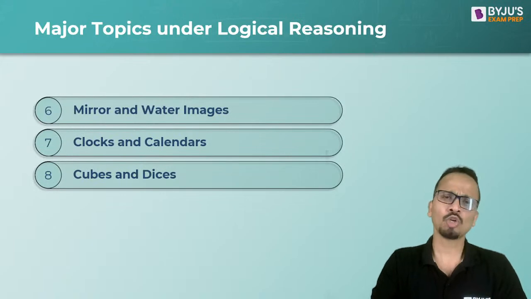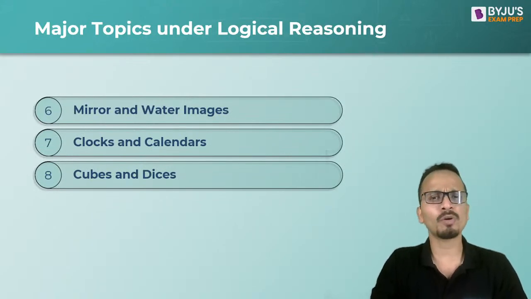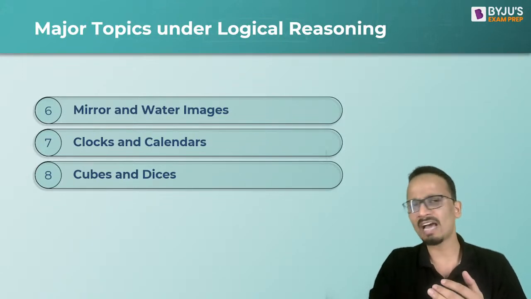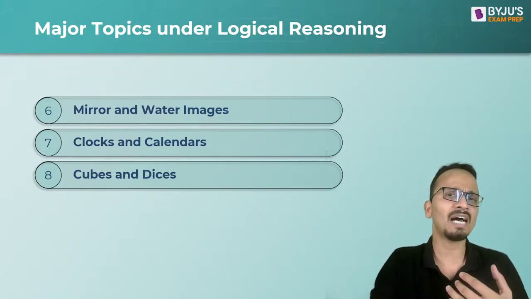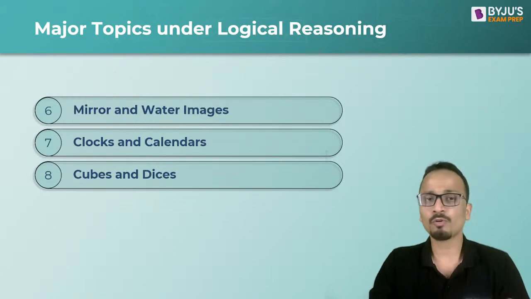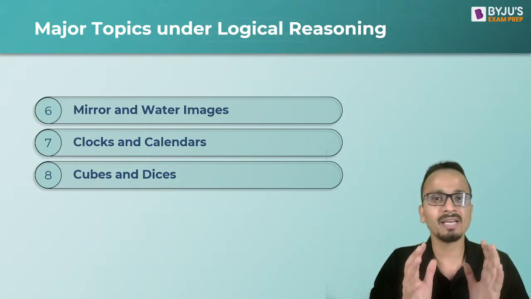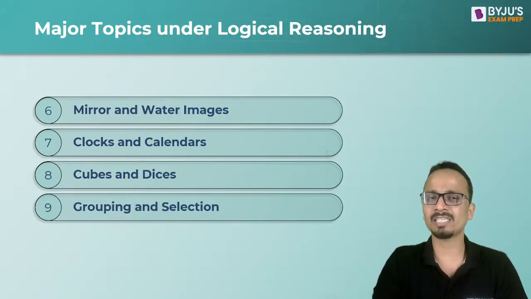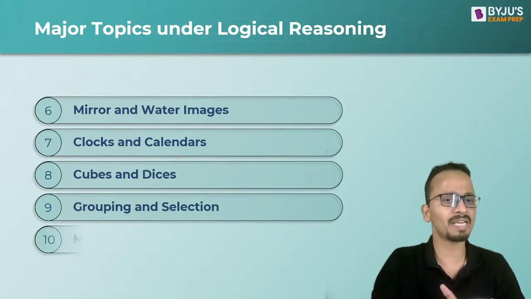Cubes and dice, not every year you will see a question from cubes and dice, but whenever the questions have come, there have been instances when we have seen 3 or 4 questions coming in a set for cubes. All right. Next is grouping and selection. Definitely you can get a set of 3 to 4 questions from grouping and selection.